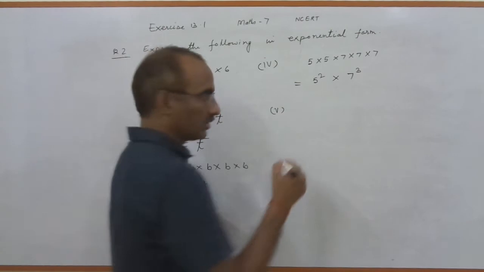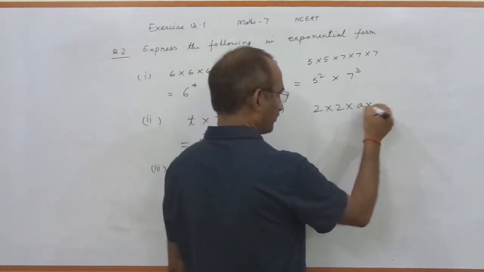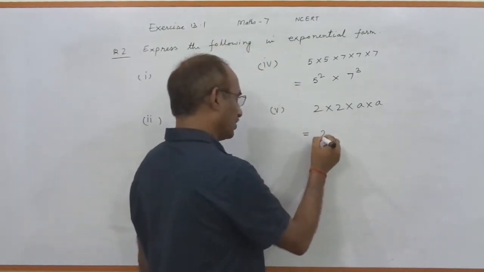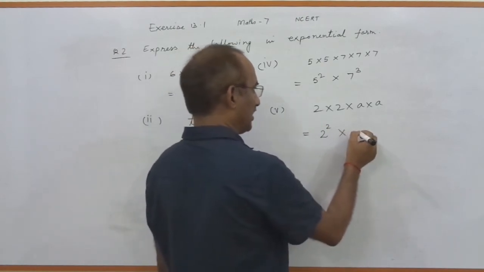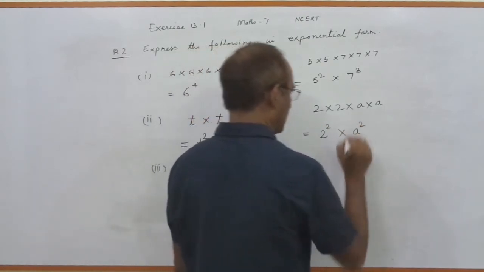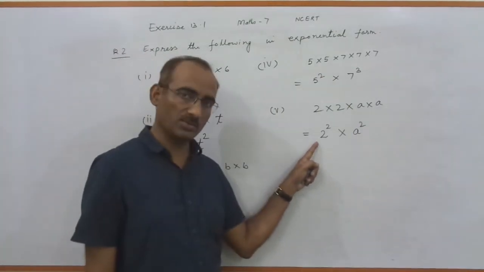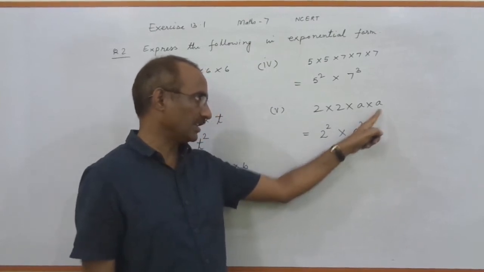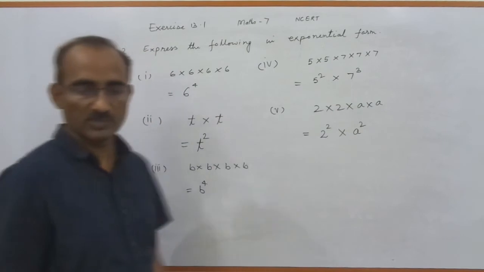Here we have 2 into 2 into a into a. So you can write it as 2 power 2 multiplied with a power 2. 2 raised to the power of 2, and a multiplied with a, so here we write a raised to the power of 2.